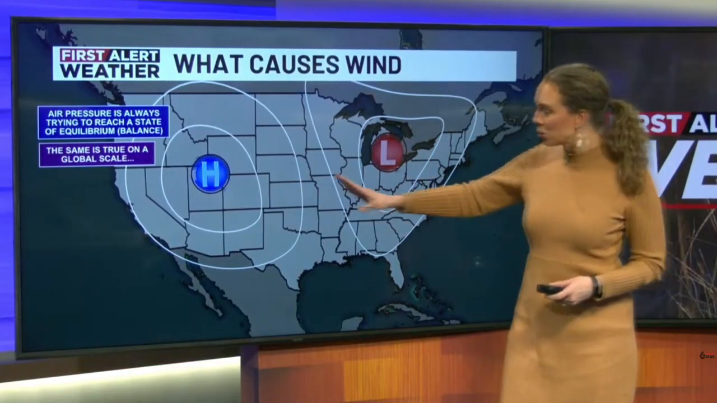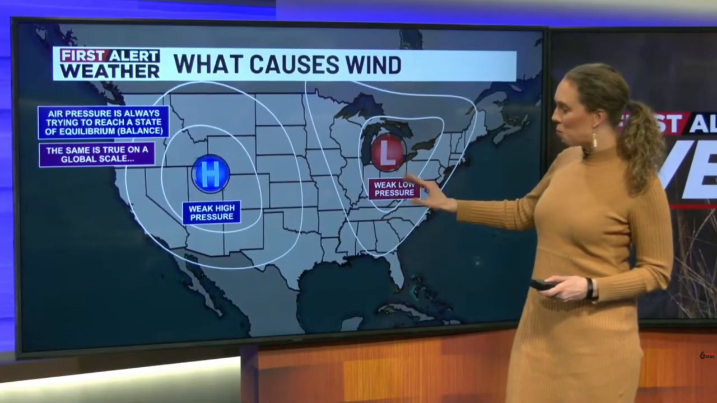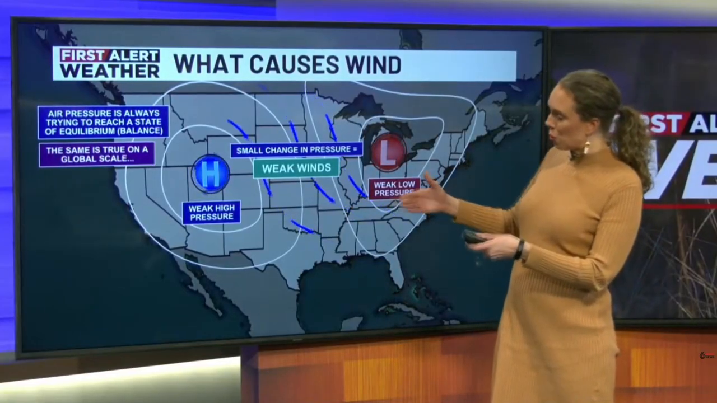So if you think about an area of high pressure versus an area of low pressure, if the atmosphere is wanting to equalize itself, air is going to move from high to low pressure. This is an example of where we have a weak high pressure across the western U.S. and weak low pressure across the eastern U.S. When you have that, the wind isn't changing very quickly because the pressure isn't changing very quickly. So you've got just a small change in pressure, you have weak winds.